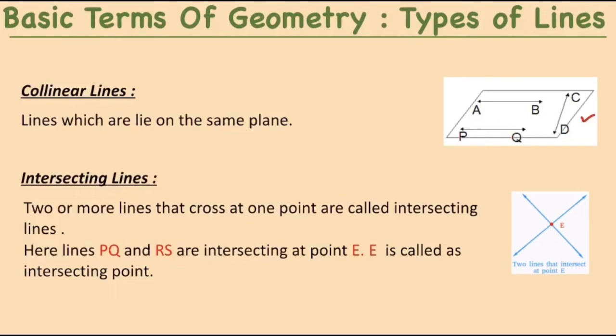Next one is intersecting lines. Two or more lines that cross at one point are called intersecting lines. In this picture you are seeing lines PQ and RS are intersecting at point E. So point E is called the intersecting point, and lines PQ and RS are called intersecting lines.